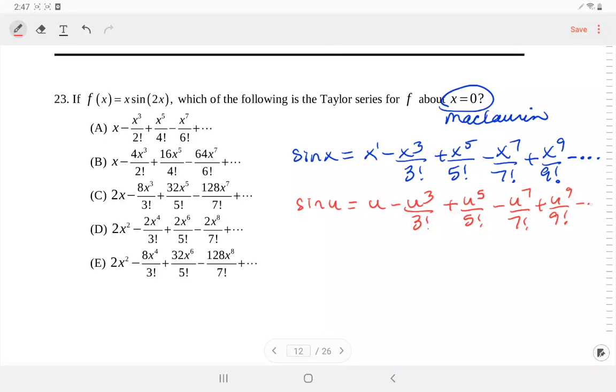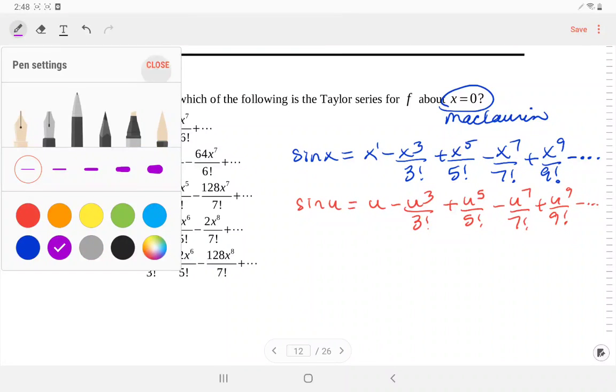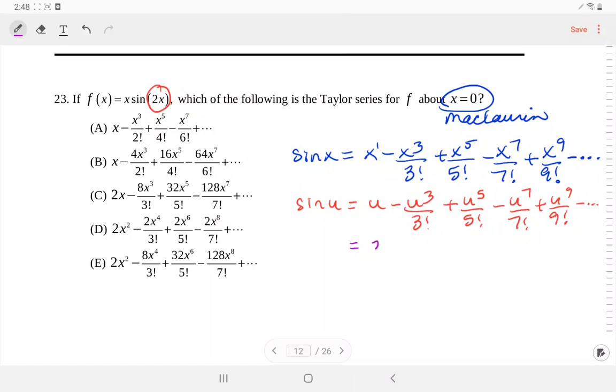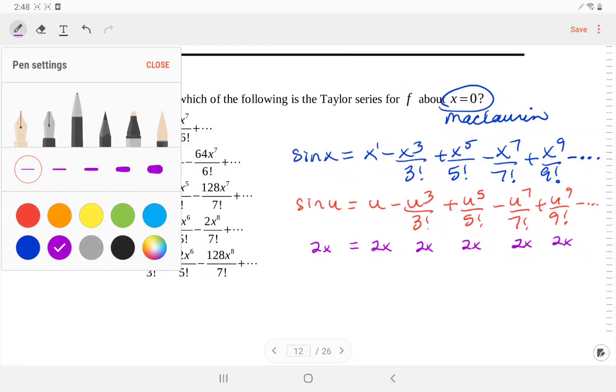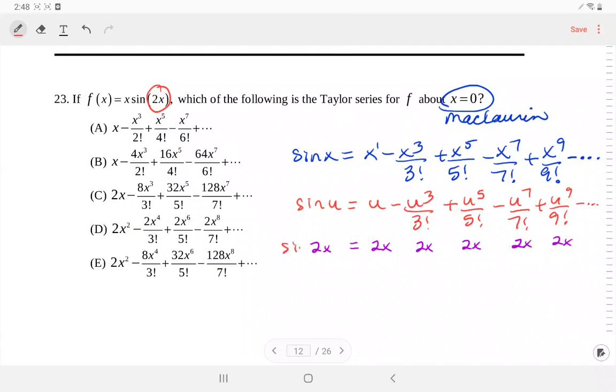A minus ... Okay, now I want the sine of 2x. So I'm going to put the 2x where the u is. So 2x is where all the u's are. So this would be sine of 2x. That's a plain 2x. That's 2x cubed over 3 factorial, plus 2x to the 5th over 5 factorial minus 2x to the 7th over 7 factorial plus 2x to the 9th over 9 factorial minus ... Okay, so that's my sine of 2x.